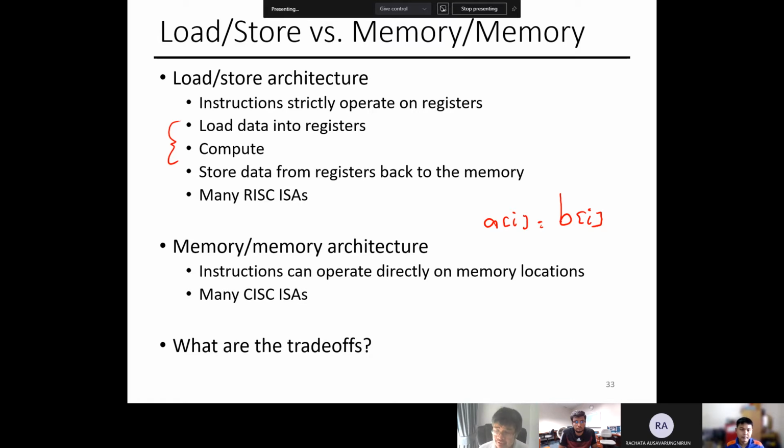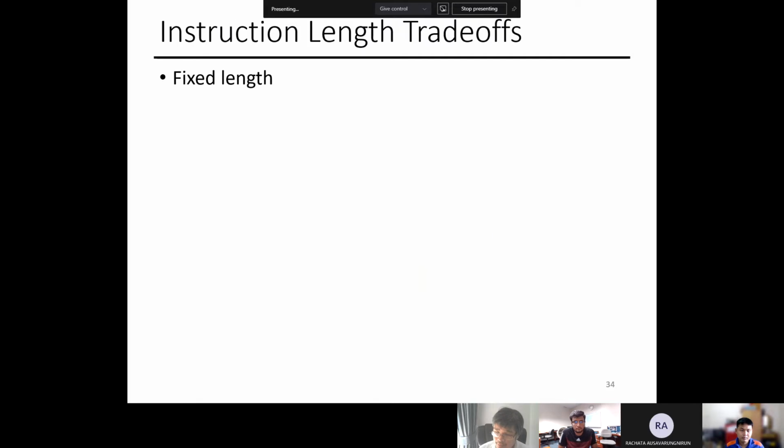The next trade-off is instruction length. You can have a simple ISA with a fixed length. Every instruction is 32 bits. Every instruction is 64 bits, right? This is simple because it's easier to decode.